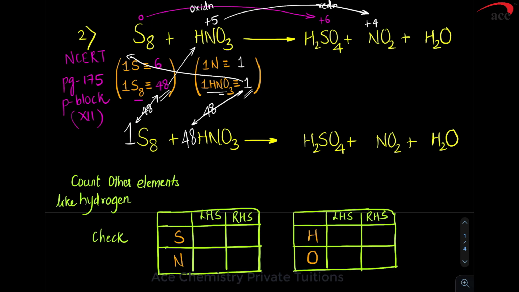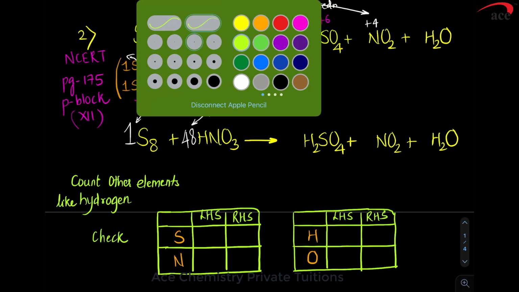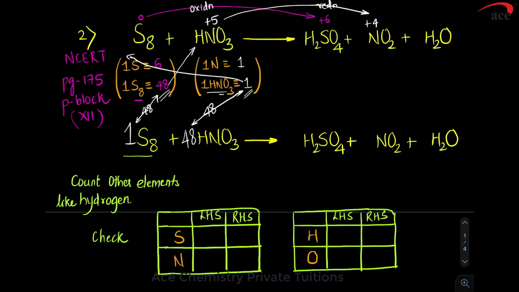Now, what do we do? We try to balance others. Sulfur here is 8 sulfur, so you require 8 sulfur here too. Nitrogen here is 48, so nitrogen required here is also 48. First, we balance sulfur and nitrogen because they are the critical elements. They decided the right oxidation state and change in oxidation state. Now, write the balance and count other elements like hydrogen, oxygen.